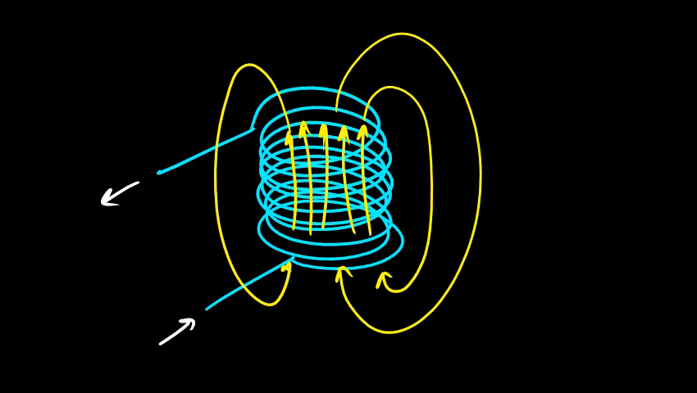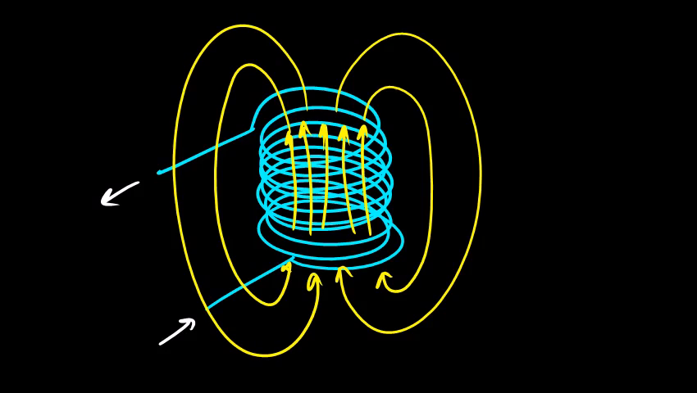And it's very much like the magnetic field around a bar magnet. And this essentially is a magnet. And you end up with a magnetic north pole at one end and a south pole at the other. And this is what you would call an electromagnet. It's a magnet made from electric current.